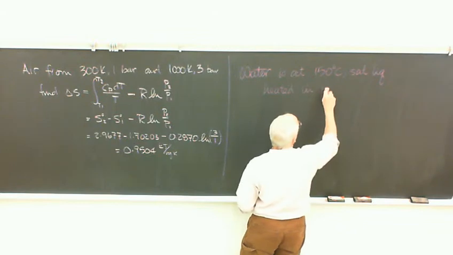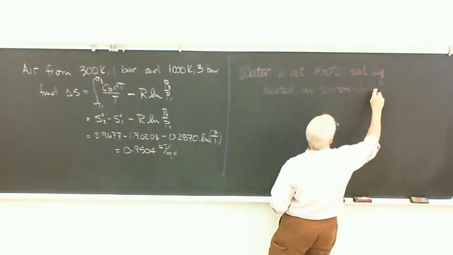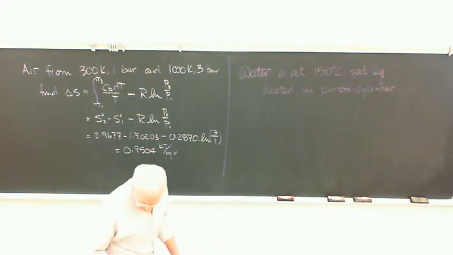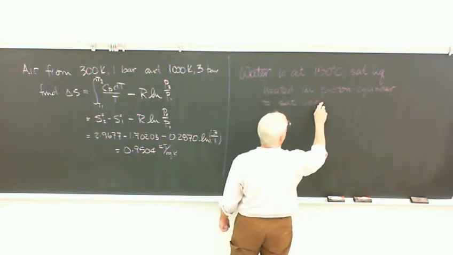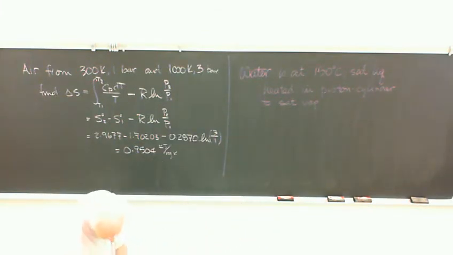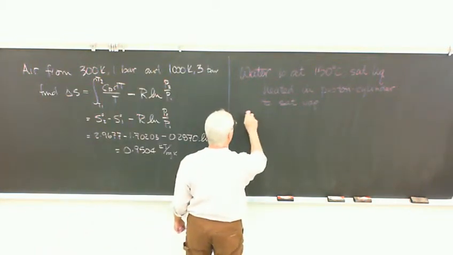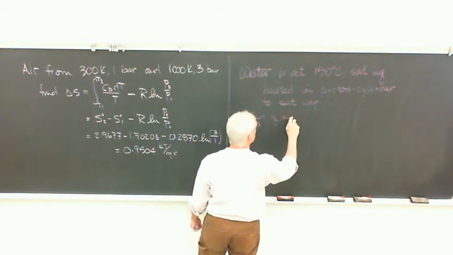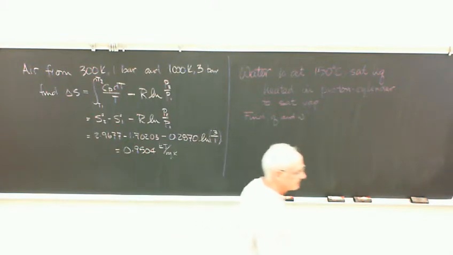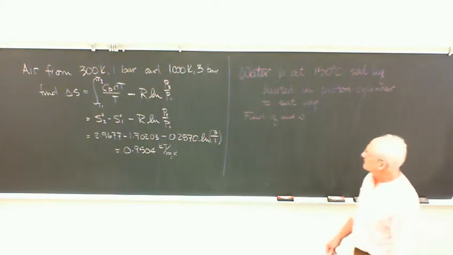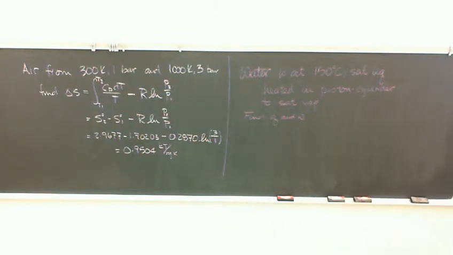It's heated in a piston cylinder device, so that means it's a closed system, and it's heated up to saturated vapor. Okay, assuming it's done reversibly, find Q, the heat added, and W, the work done. Use any one of the ways we talked about this morning on how to relate this to the enthalpy changes, assuming it's done reversibly.